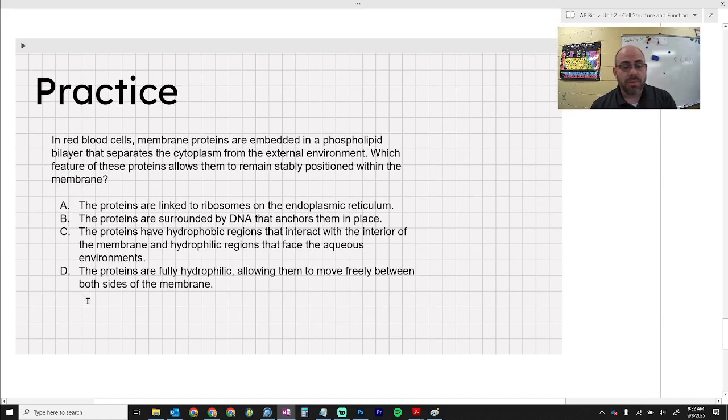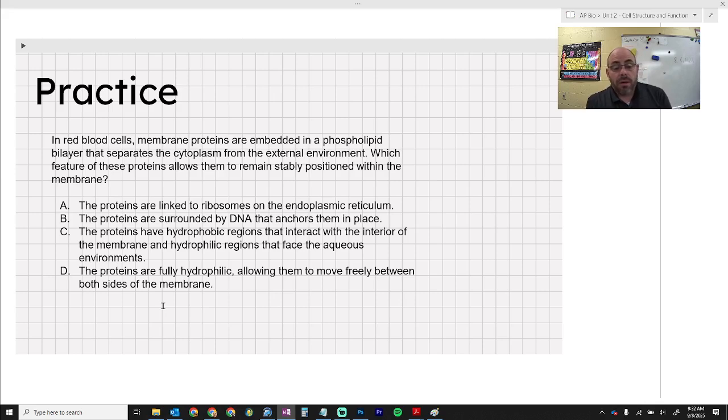Let's look at a practice problem. In red blood cells, membrane proteins are embedded in a phospholipid bilayer that separates the cytoplasm from the external environment. Which feature of these proteins allows them to remain stably positioned within the membrane? Okay, pause the video, take a second.